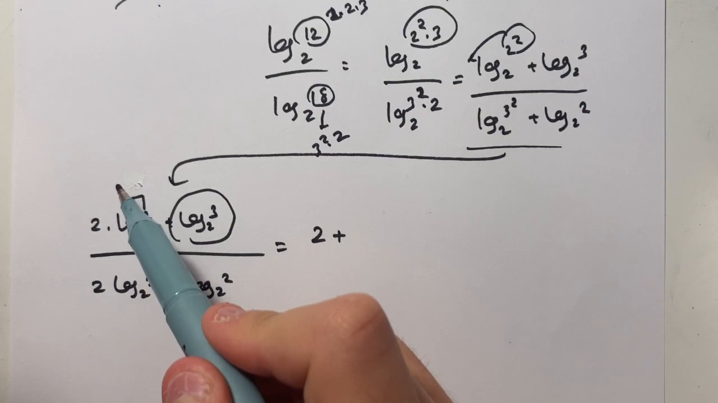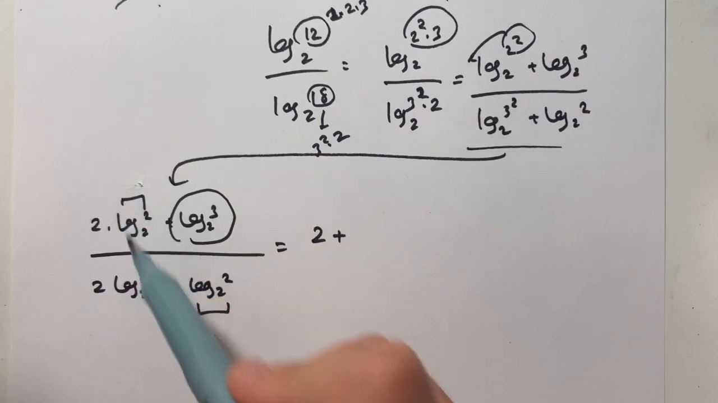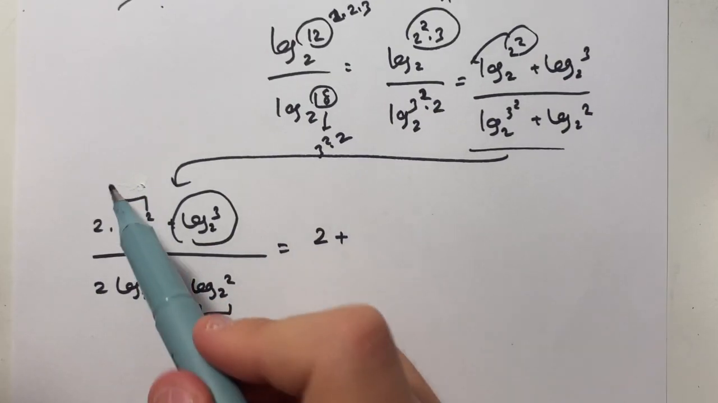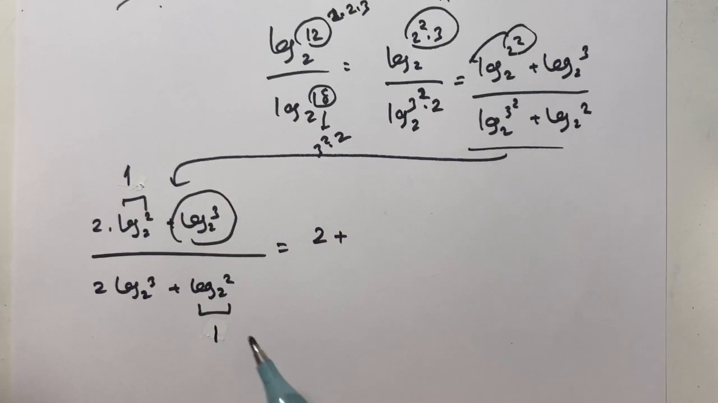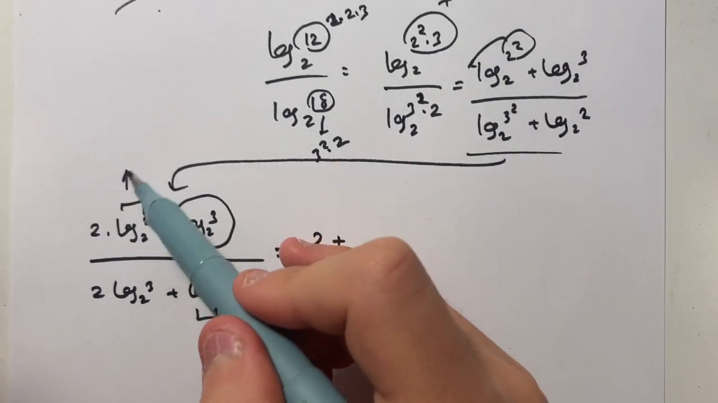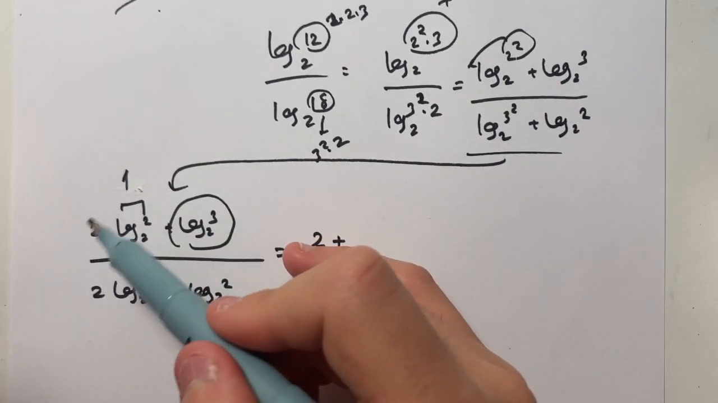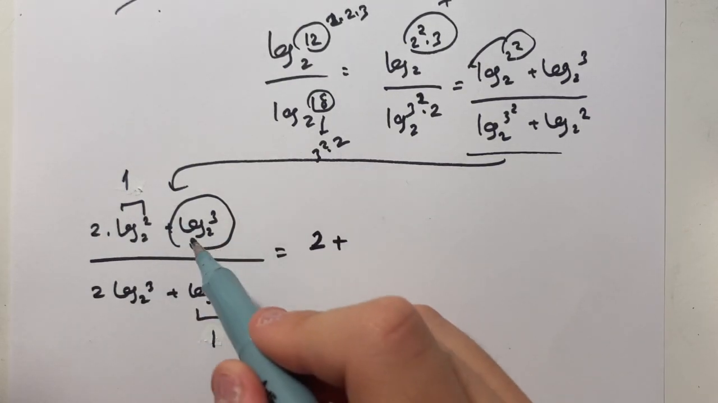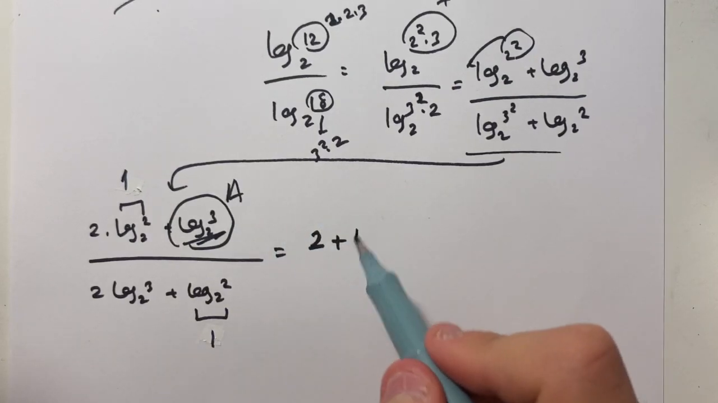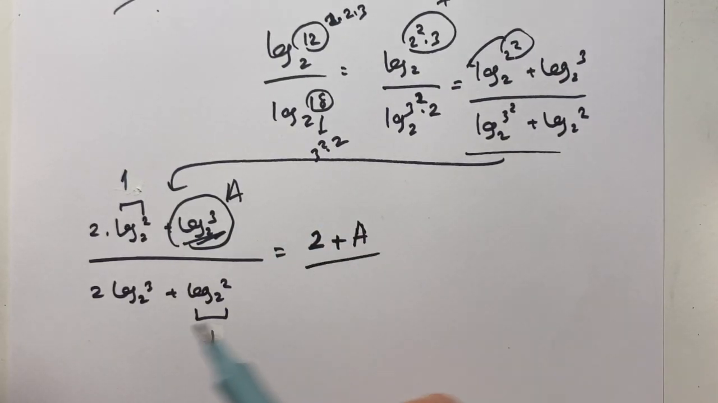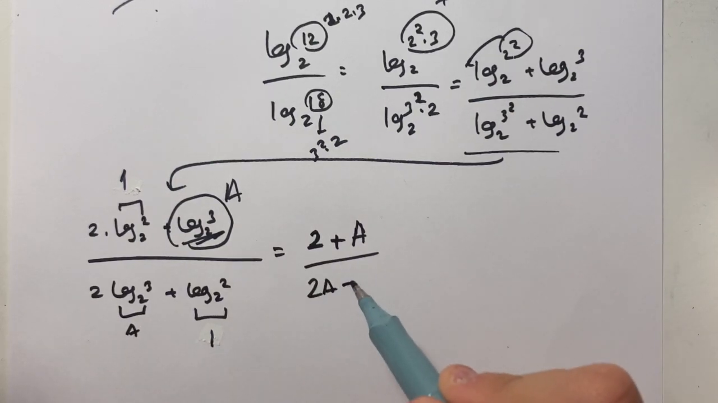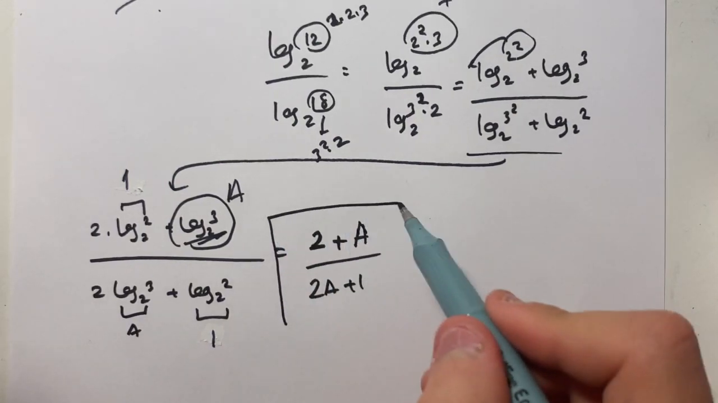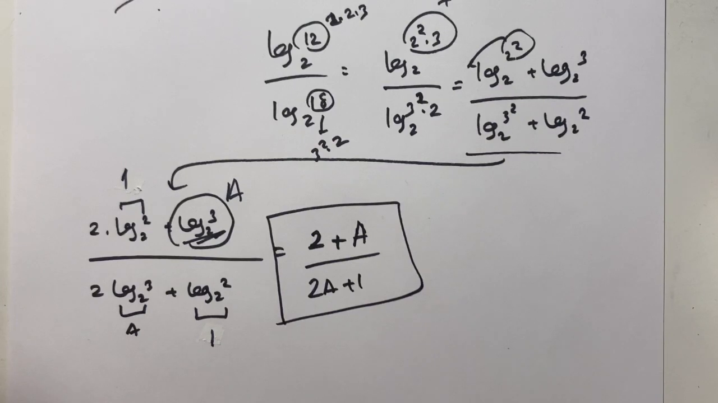So as you can see here, this logarithm base 2 of 2 is 1. Also this is 1. So we can write 1. If we write 1 instead of this, we get the coefficient only. 2 plus, as you can see, this is a, 2 plus a over, this is a, 2a plus 1. So we just simplified the whole equation into this part.